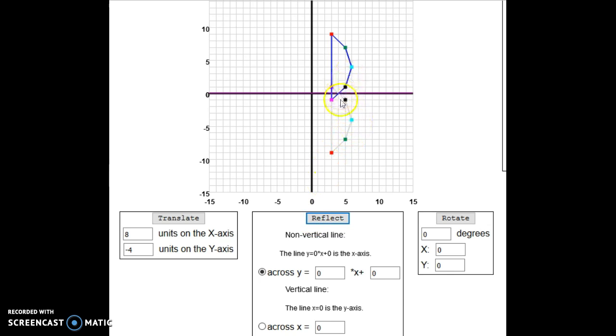And so here's what it looks like. We have flipped it over the x-axis. Let's look at a different one. Let's look at y equals negative 3.